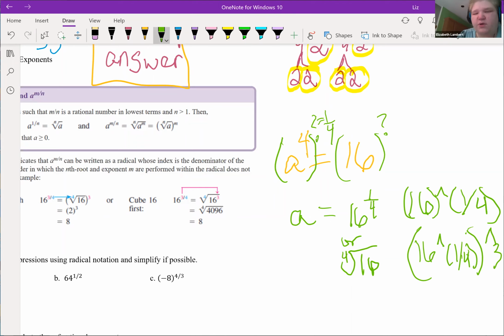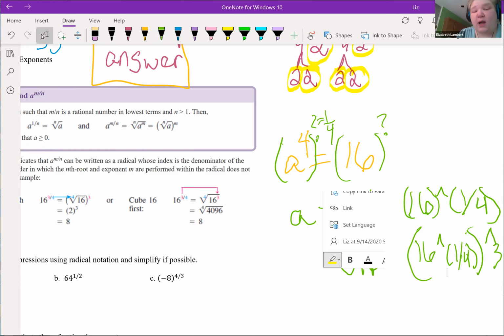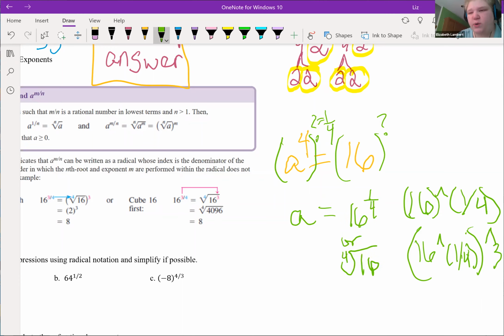When I have a to the 4th to the question mark, that is 4 times question mark when I reduce it. And then I know I want it to equal 1. I'm trying to figure out which question mark would make it equal 1, and it was 1/4.